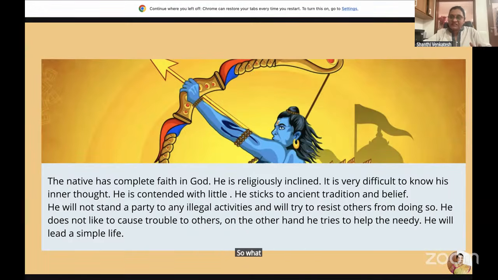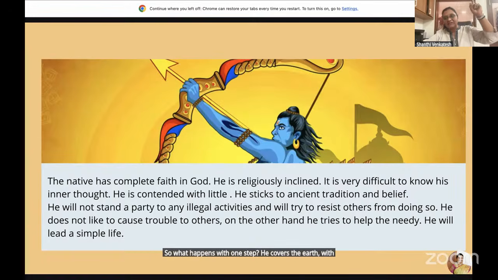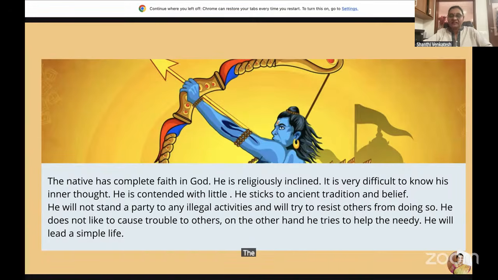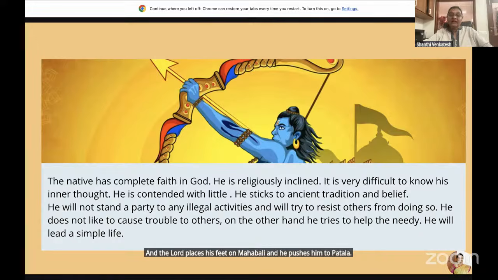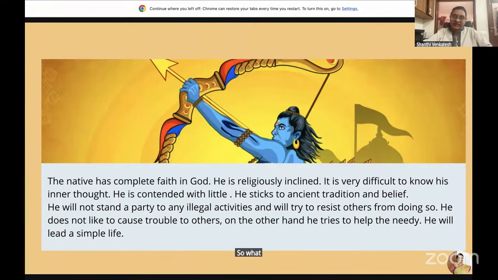So what happens, with one step, he covers the earth. With the other step, he covers the skies. And there's the third step which is left, for which Mahabali offers his head. And the Lord places his feet on Mahabali and he pushes him to Patala. And by this, he restores the kingdom for the Devatas. So what this signifies is Aditi was instrumental in bringing back the lost kingdom for her sons, that is for the Devatas.